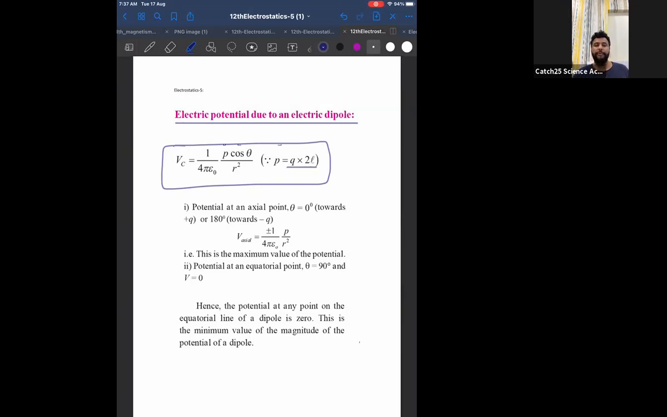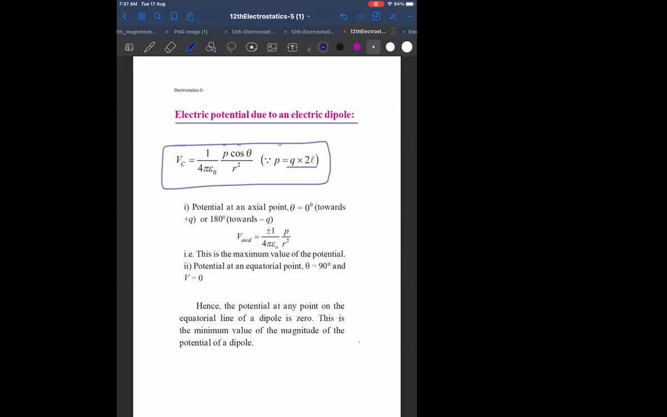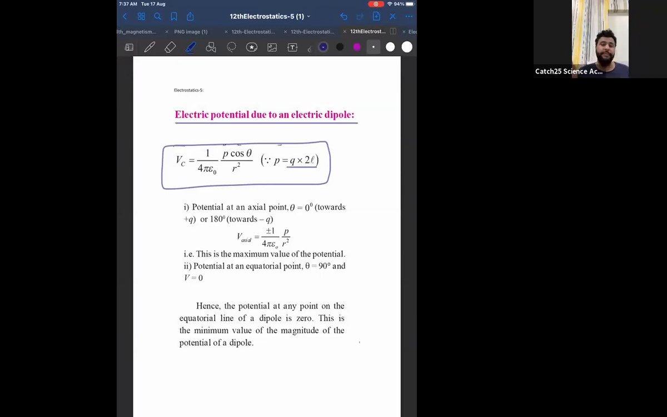Do you remember this formula from last year? Electric dipole moment is charge times length. Even this year we did the same formula. Q into 2L. What does 2L stand for? 2L stands for dipole length. It is magnetic length in magnetism. Over here it is just dipole length, okay, Balaji.